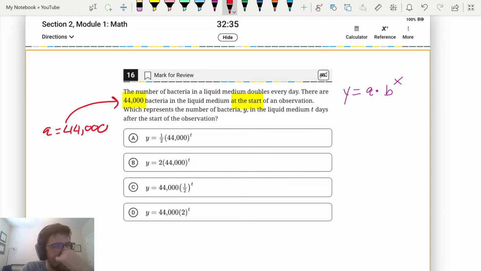And b is what the y values, what the bacteria, are being multiplied by every time x, or in this case t, goes up by 1. So you see here how it says it doubles every day. That means every day it gets multiplied by 2. So that means b is equal to 2. So it must be 44,000 times 2 to the t, which is D.